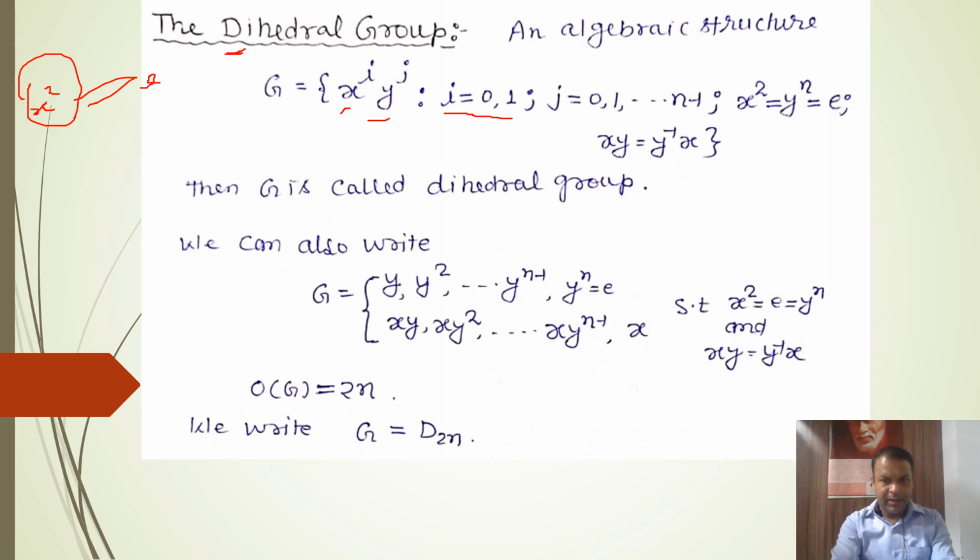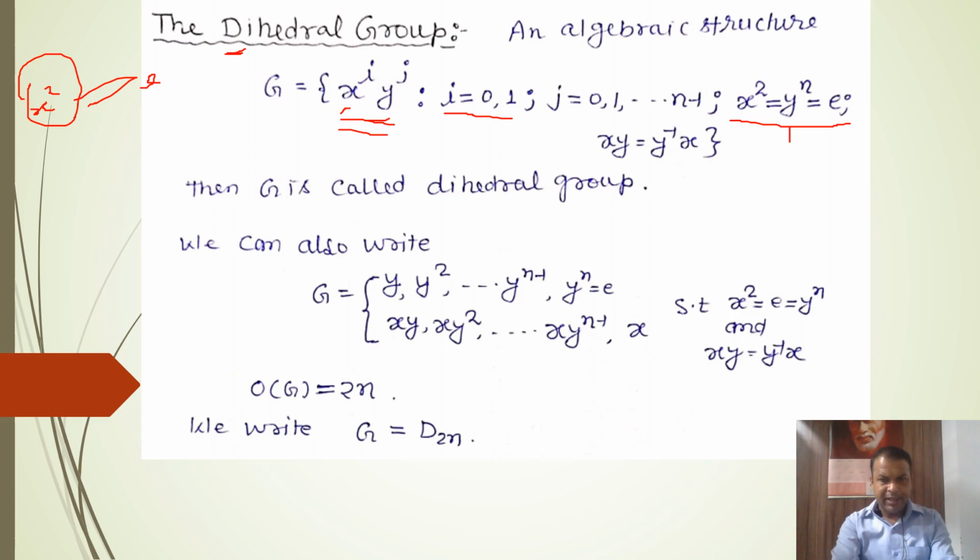So it is clear from this definition that the order of element x is 2, while the order of element y is n. So y to the power n will be equal to identity. However, x square will also be equal to identity. So such types of products will be contained in this set Z. This set Z will be said to be a dihedral group if it follows these three conditions.